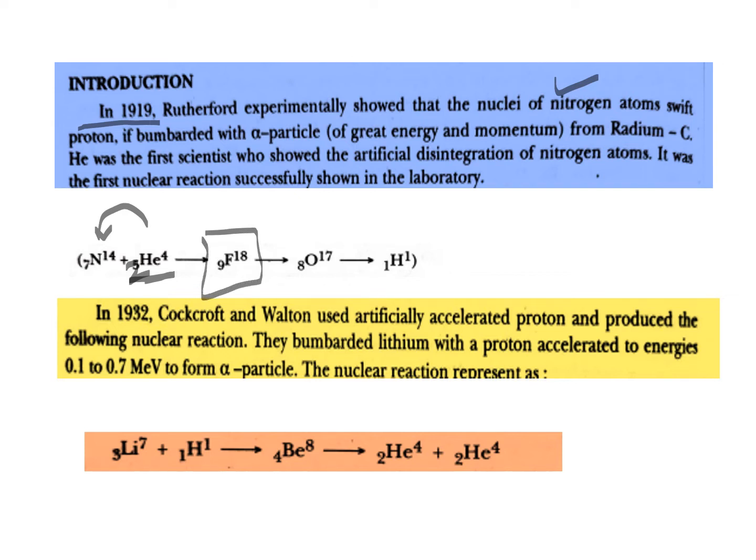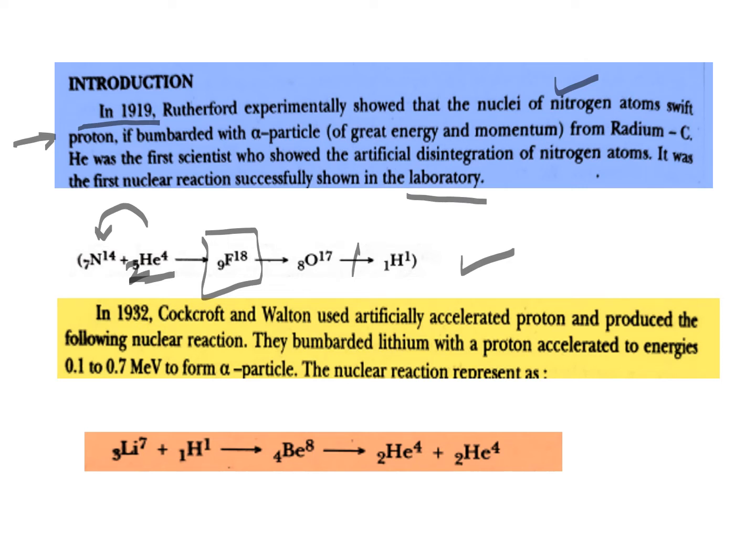Then it again splits into oxygen 8 plus 1 proton. This means a proton is generated in this nuclear reaction. This was performed and experimentally shown by Rutherford. Remember that this is the first reaction successfully completed in the laboratory.